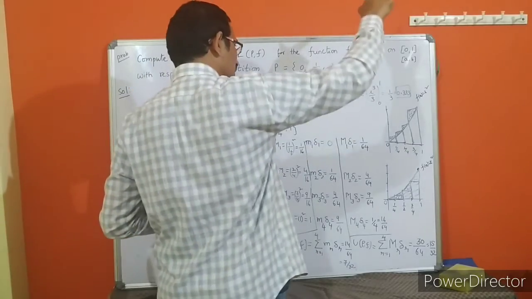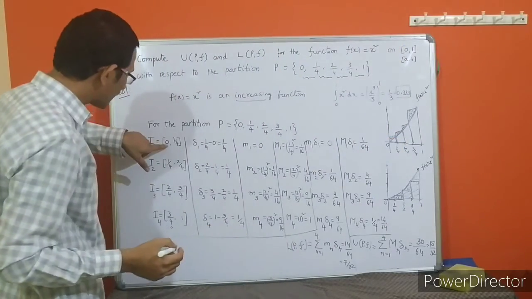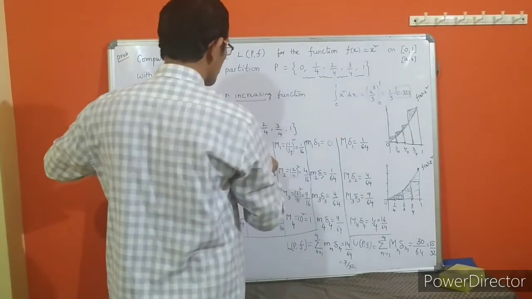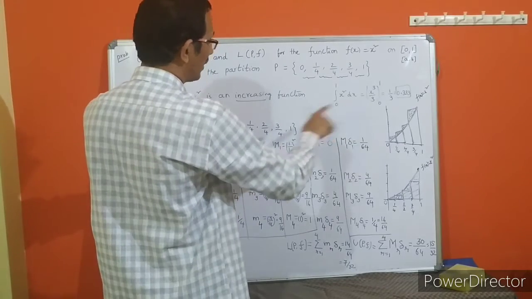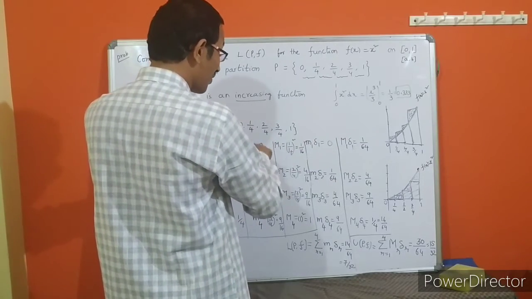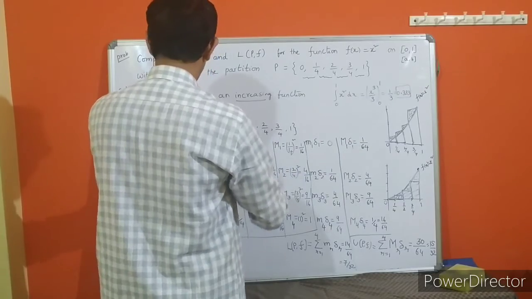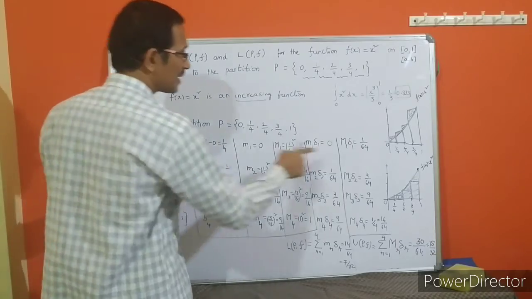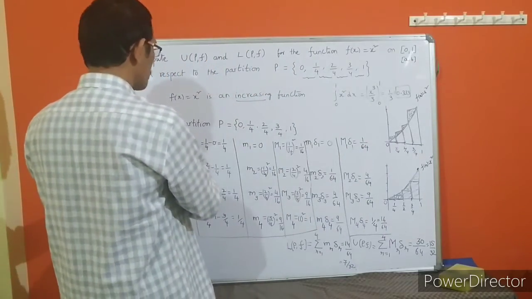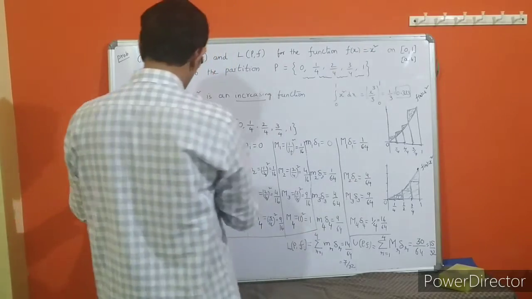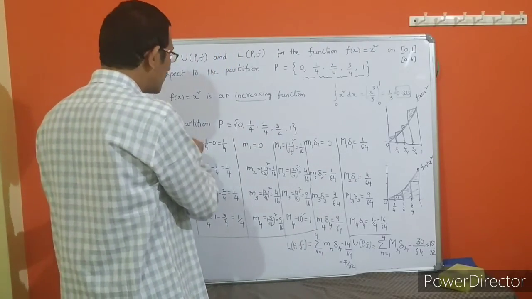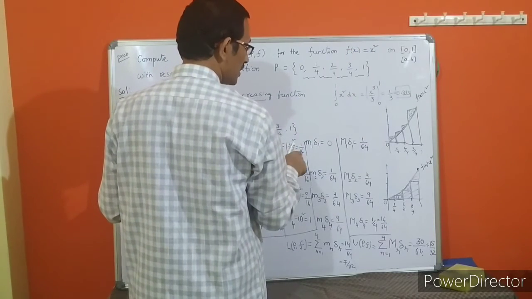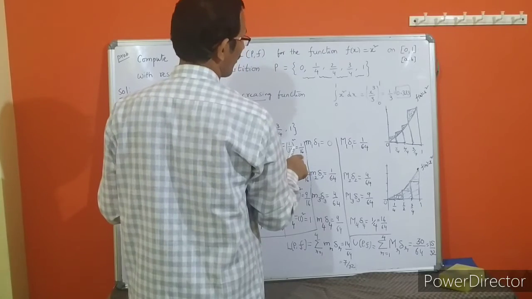If this is an increasing function, what is the smallest value in the interval? 0 is the smallest value. So you put this value in the function x square, that is 0 square, and that is your smallest value in the interval, m1. Similarly, what is the biggest value in the interval? 1 by 4. Remember, this is the x value. For the f of x value, you put it in f of x, that is x square. So the big value of f of x is 1 by 4 square. This is the maximum value or supremum of f of x.